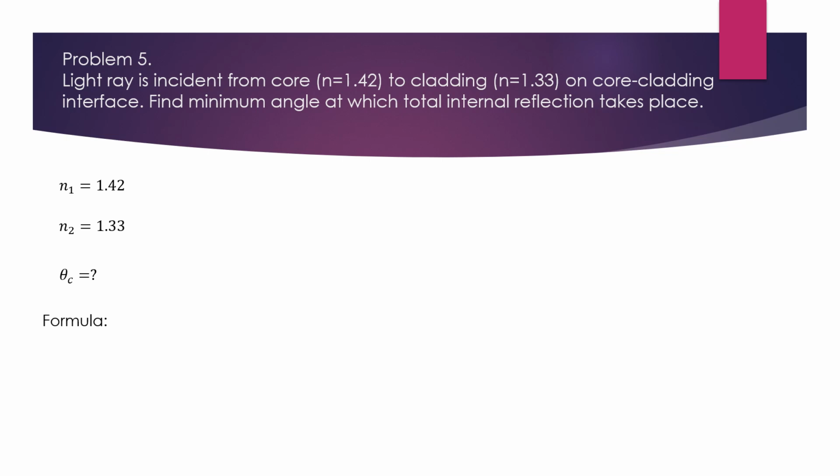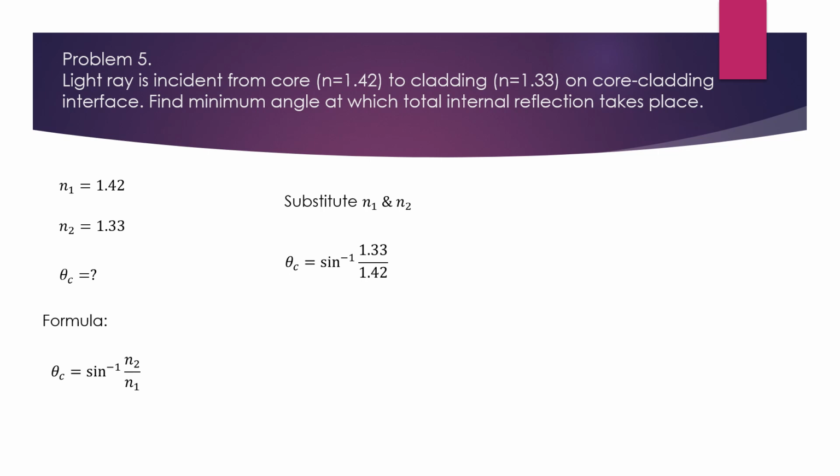So we first calculate the theta critical, and we would know that any angle beyond theta critical would be the total internal reflection angle. Formula for the theta critical is sine inverse N2 over N1. Substitute N1 and N2. We get theta critical equal to sine inverse 1.33 over 1.42.